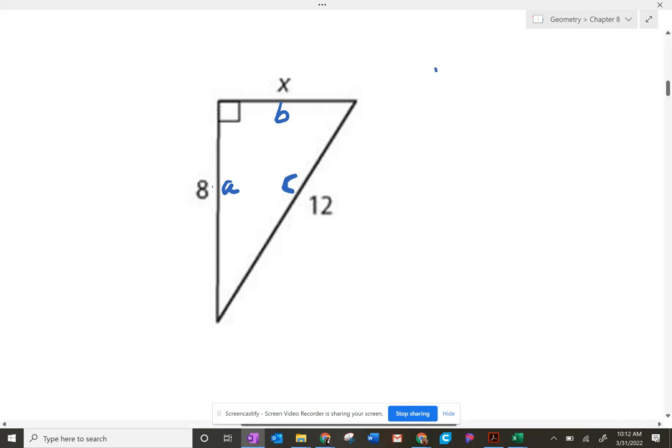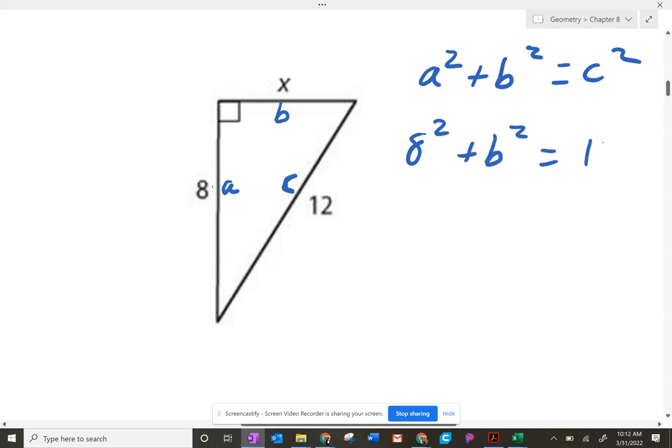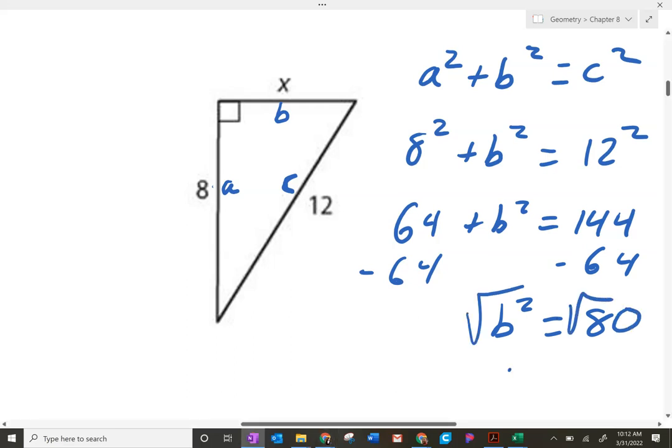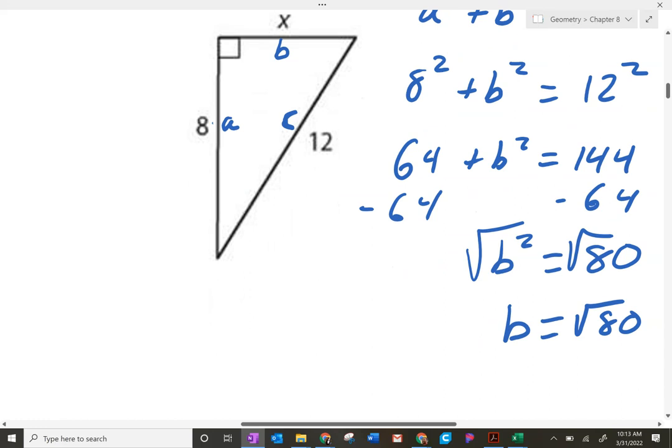Again, my Pythagorean theorem is a squared plus b squared equals c squared. So the numbers we have, it would be 8 squared plus, I'm going to say b squared equals 12 squared. 8 squared is 64 plus, I don't know what b squared is yet, equals 144 minus 64 to both sides. I should get b squared equals 80. And the very last step, I'm going to square root both sides.